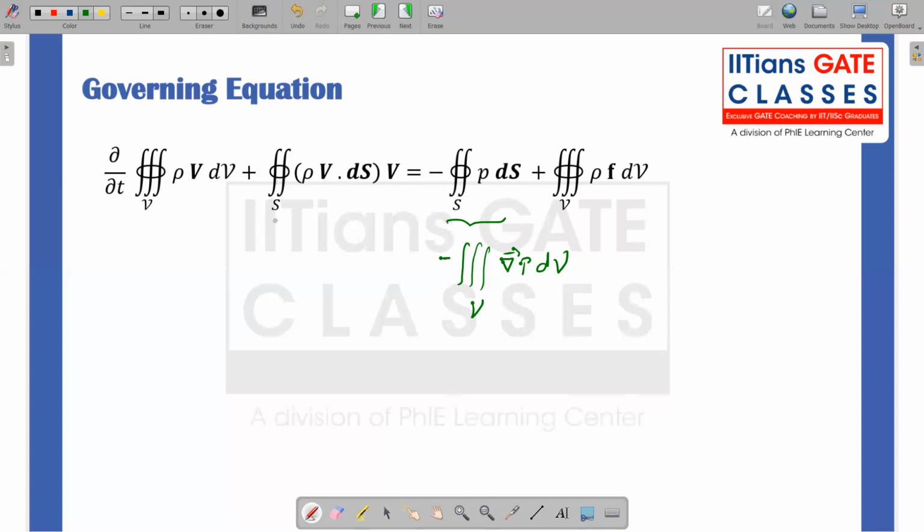For that one, what I'm going to do is split this into individual components. That means the surface integral of rho v dot ds times u, plus a surface integral of rho v dot ds times v. My velocity vector basically has three components.